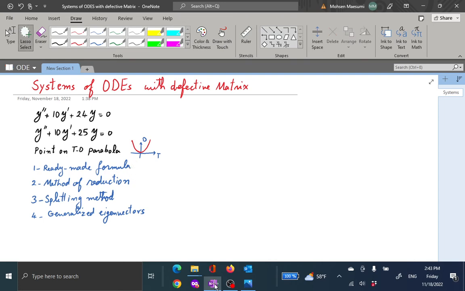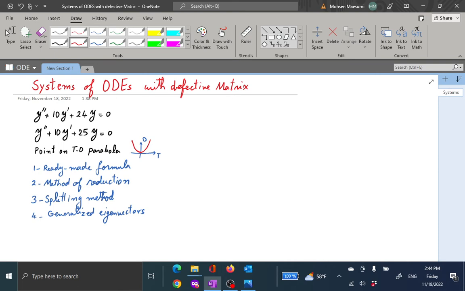I'm going to talk about the method of reduction. I'm going to talk about the splitting method. And item number 4, generalized eigenvectors. We are going to leave it out from this lecture, but if you go to some major textbooks, you are going to see that method explained in detail.